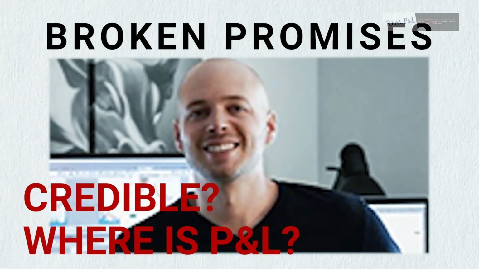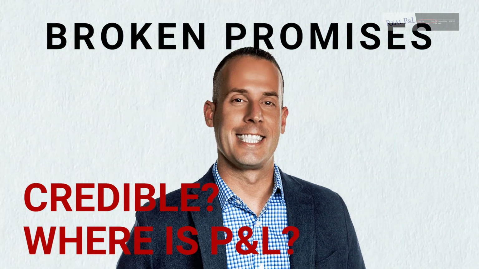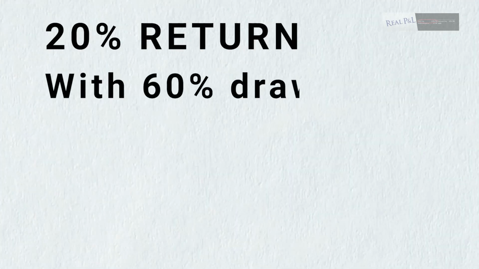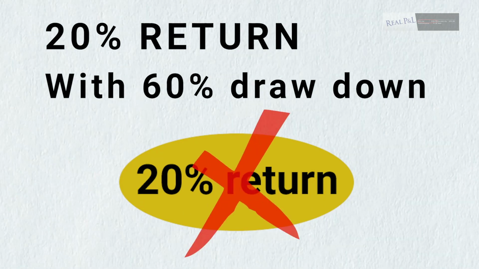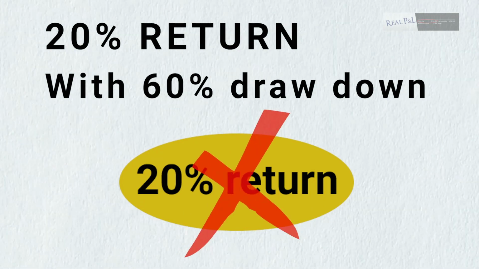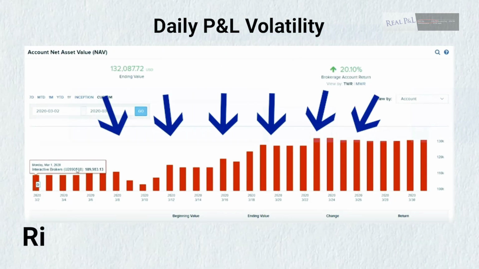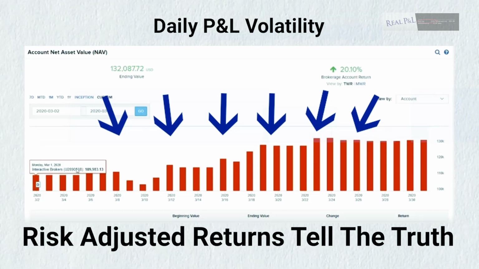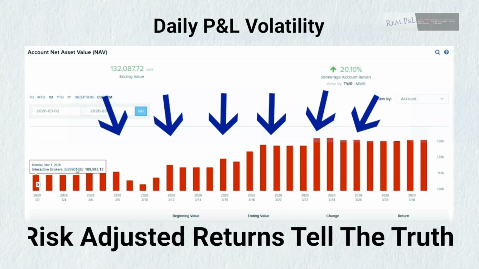And not only share P&L, but also share the account P&L volatility, which means how much did the account move up and down? If your account made 20% return, but it was down 60% at one point, then the 20% return is not a good return on risk. Now, sharing the P&L volatility is important because risk-adjusted returns are the real truth. And this is why I share my P&L and I show my daily moves of my P&L.